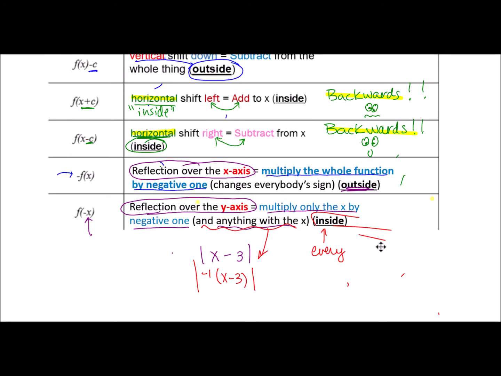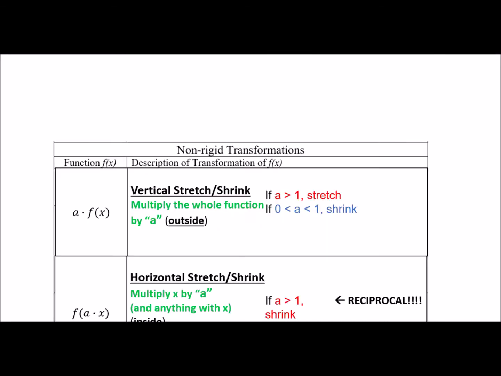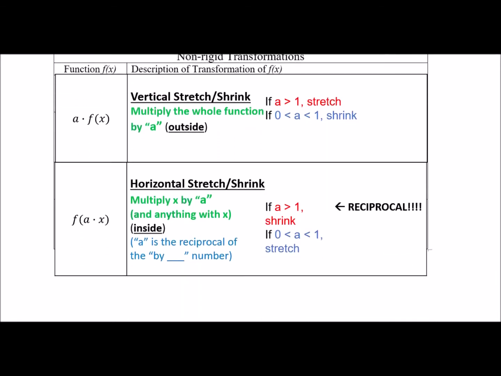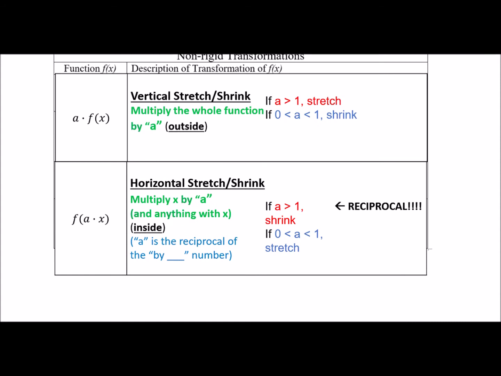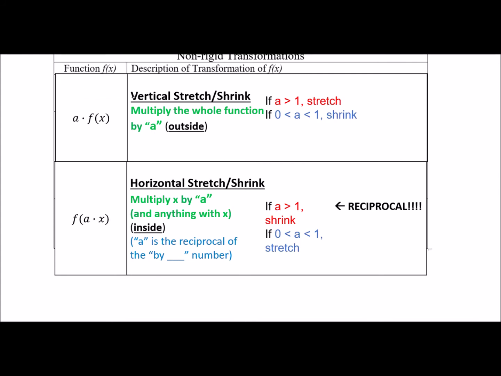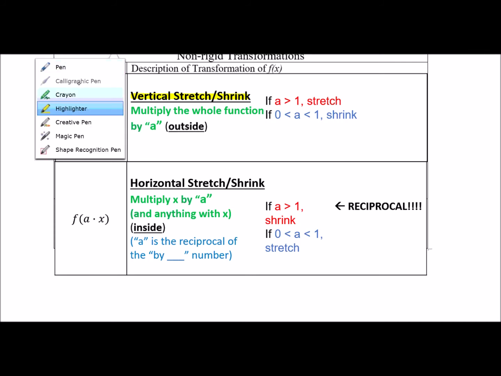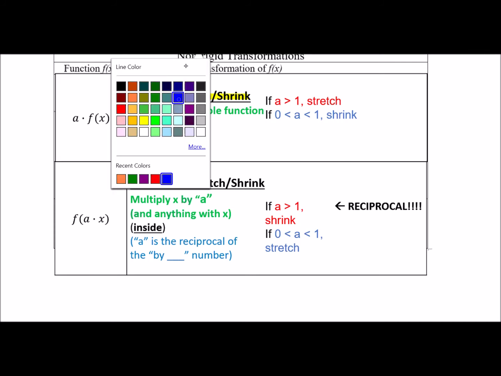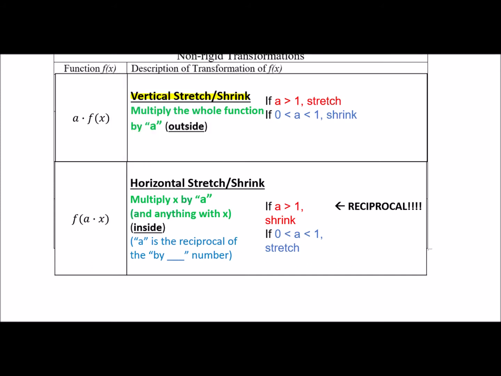Everything. Okay. All right, now these are called non-rigid. You don't need to know that word. These are the stretches and shrinks. Vertical is so easy. You don't even have to think twice about it. When you do a vertical stretch or shrink, you multiply outside. And you're going to multiply the whole function by it. That's the idea, is that you multiply the whole function by whatever A is.